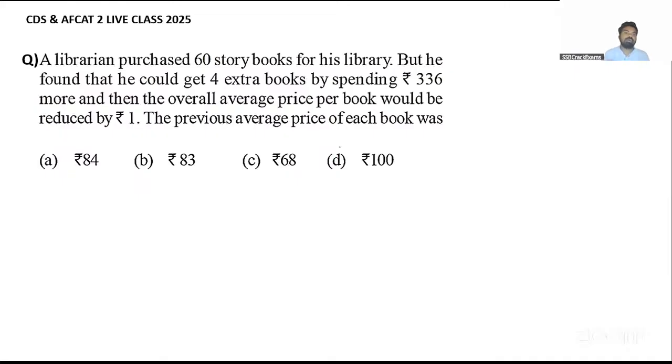Let me do it. For that, I need a lot of space. A librarian purchased 60 storybooks for his library, but he found that he could get 4 extra books by spending this amount, and the overall price reduced. We do not know the previous average price of a book, so let the average price of a book be X.